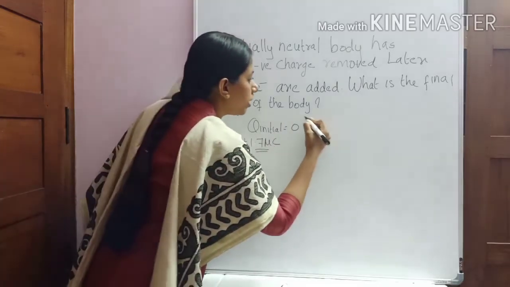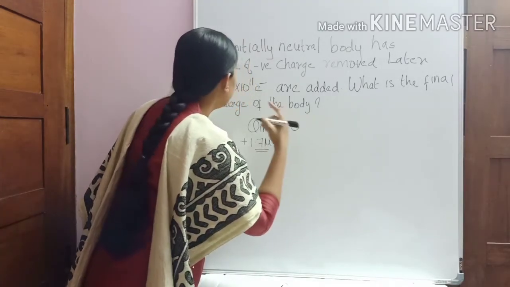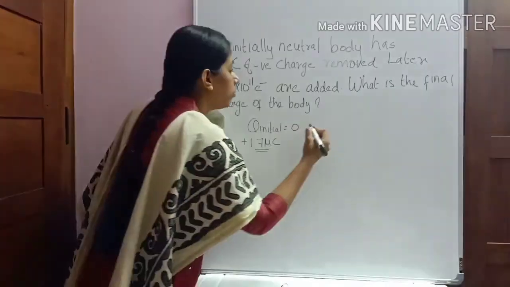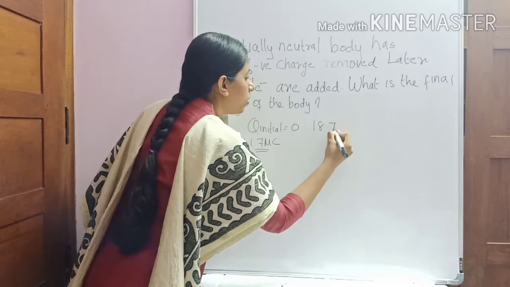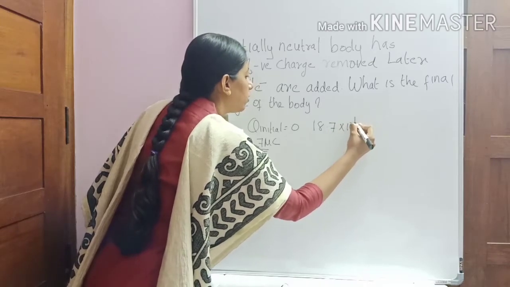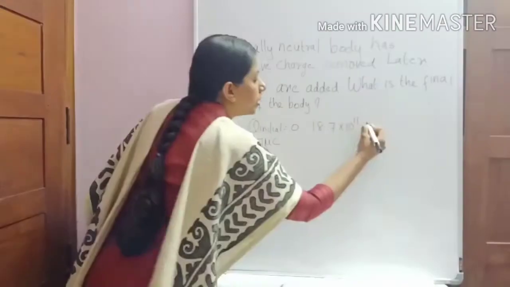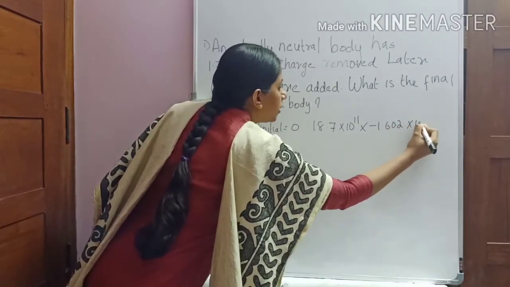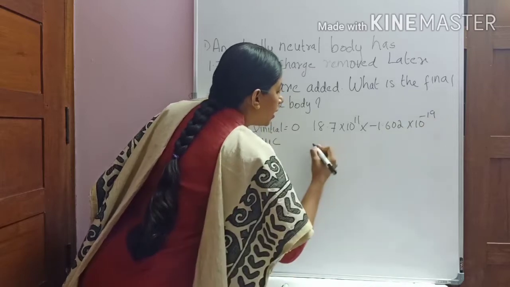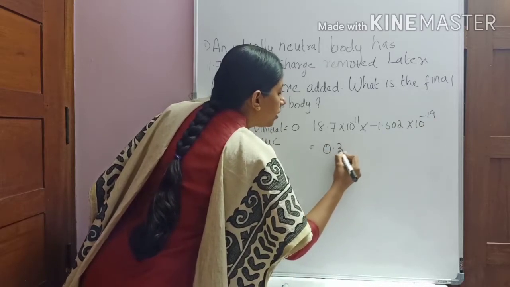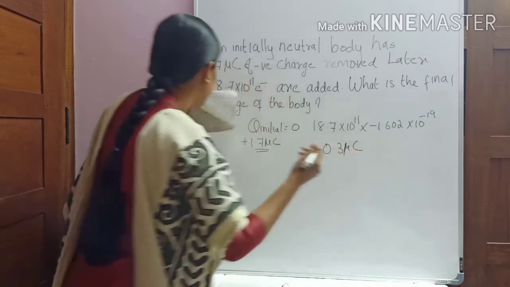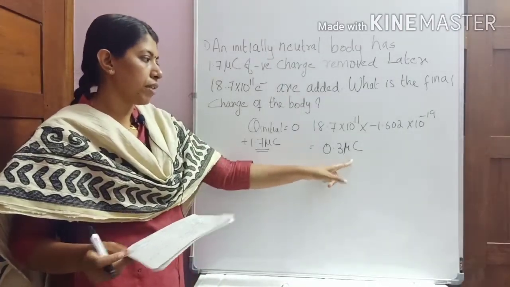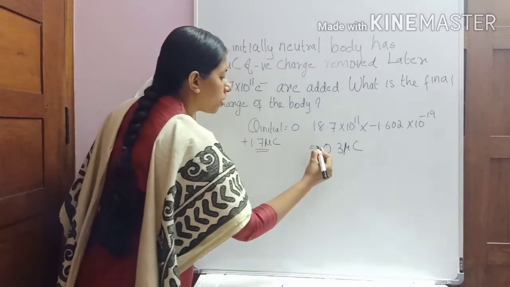The charge of one electron is 1.602 into 10 raised to minus 19. So for 18.7 into 10 raised to 11 electrons, the charge will be minus 1.602 into 10 raised to minus 19 times that number, and that will be 0.3 microcoulomb. When you do it in the calculator, you will get the charge as 0.3 microcoulomb, sorry, minus 0.3 microcoulomb.